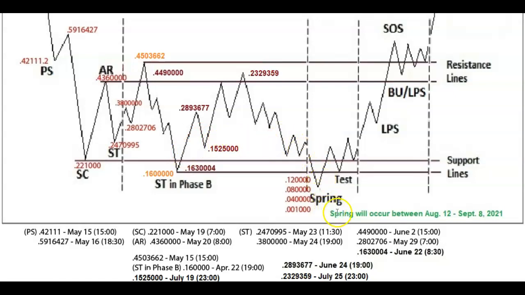Now when we hit the spring and it actually drops through this floor again, because we barely punched through it and then we came back up again, I believe this could be extremely severe. And like I say, I believe this could happen in the next few weeks. So we'll just keep an eye on it.